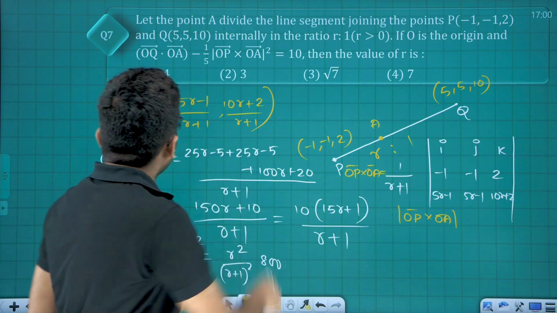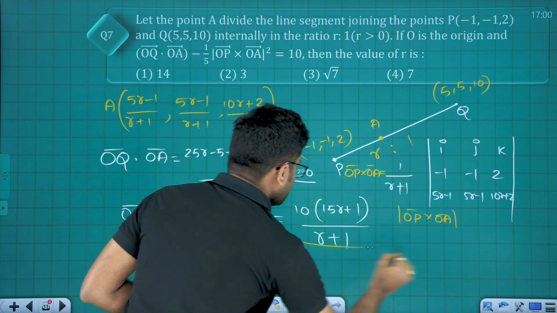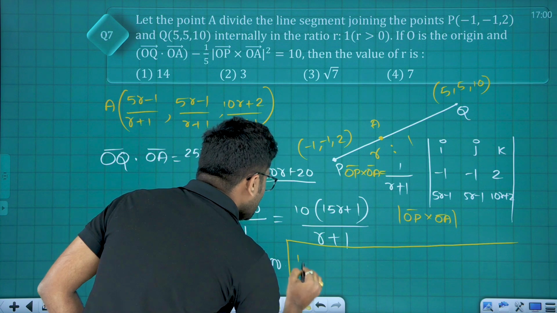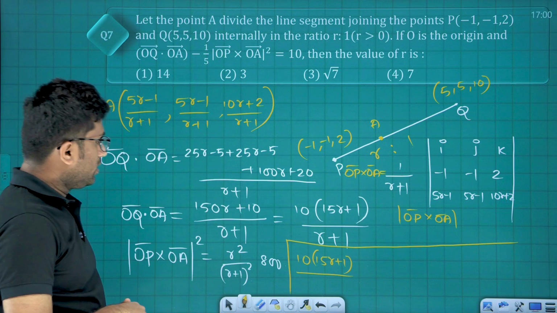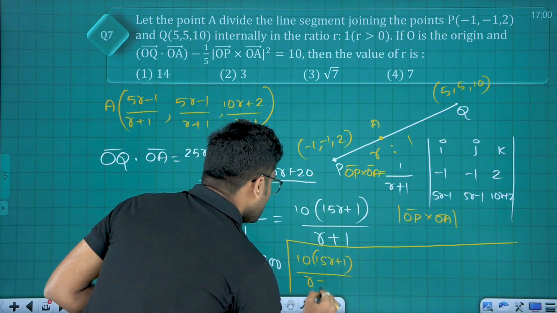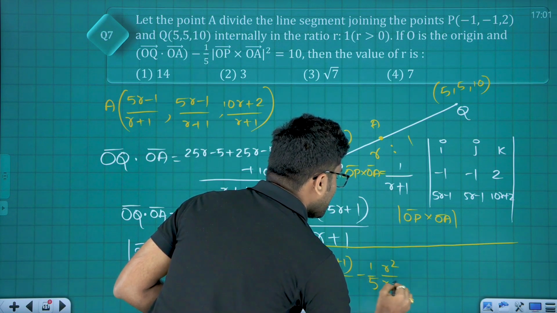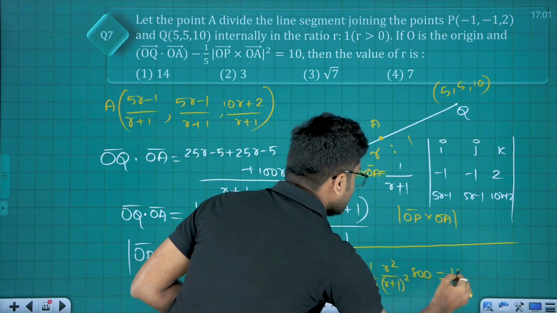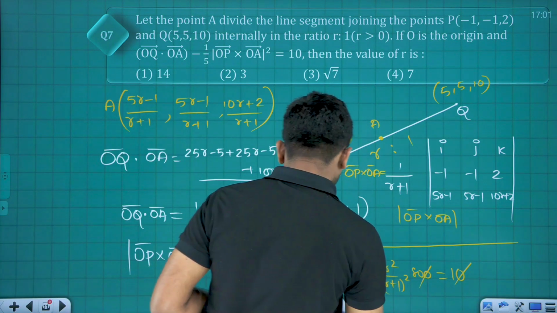Now they have given an equation with OQ dot OA. What is OQ dot OA? This is nothing but 10 into (15r plus 1) divided by r plus 1, minus 1 by 5 times r square by (r plus 1) whole square into 800 is equal to 10. Okay, 10 got cancelled.